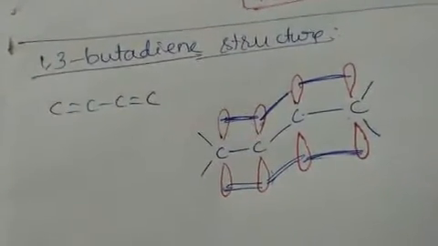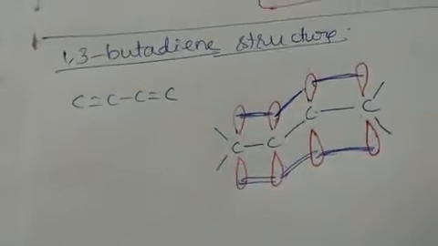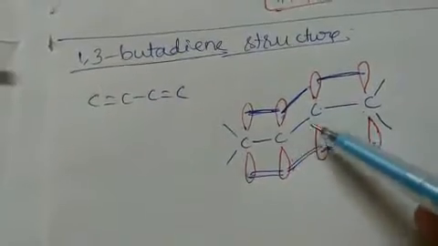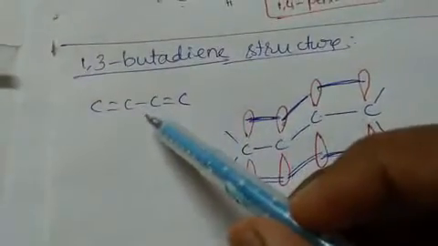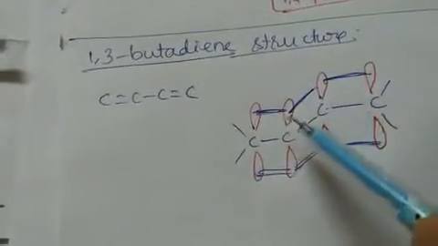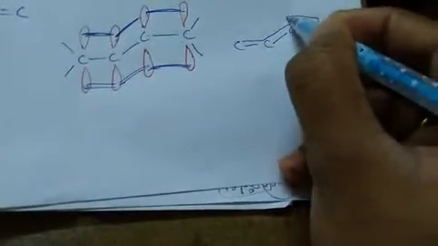So the conjugated dienes will behave in a different way, right? This is the structure of 1,3-butadiene. Though these two carbons do not have a double bond, they will share the pi bond, right? So if you see the electron cloud, it looks like this. This pi cloud, this pi cloud.